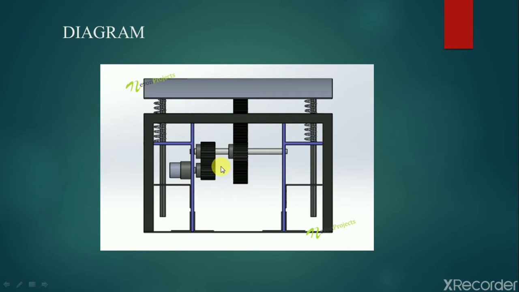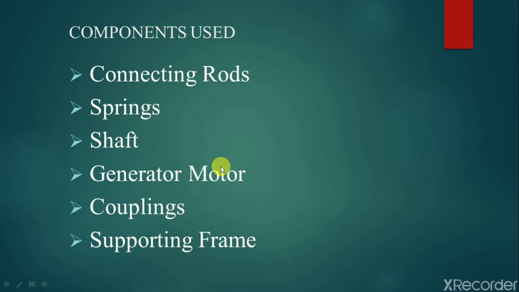These are the main components used in this smart speed breaker: connecting rods, springs, shaft, generator, motor, couplings and supporting frames. These types of equipments are used to produce mechanical energy. By producing mechanical energy, we are converting it to electrical energy.